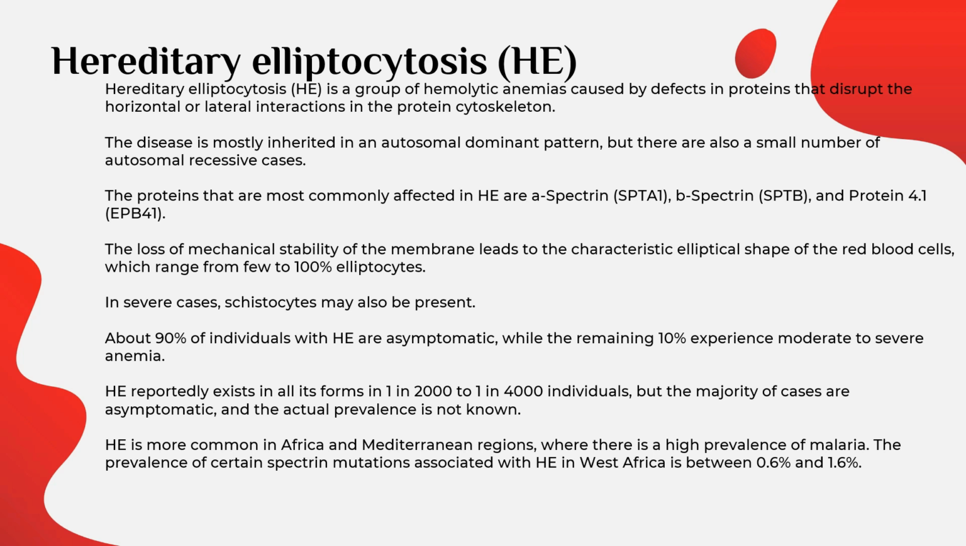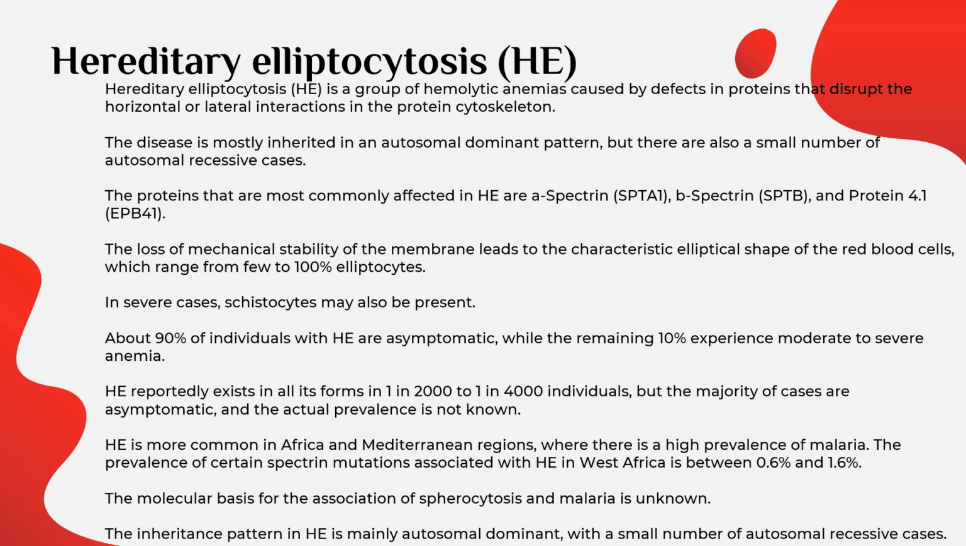Hereditary elliptocytosis is more common in Africa and Mediterranean regions, where there is a high prevalence of malaria. The prevalence of certain spectrin mutations associated with hereditary elliptocytosis in West Africa is between 0.6% and 1.6%. The molecular basis for the association of elliptocytosis and malaria is unknown. The inheritance pattern in hereditary elliptocytosis is mainly autosomal dominant, with a small number of autosomal recessive cases.